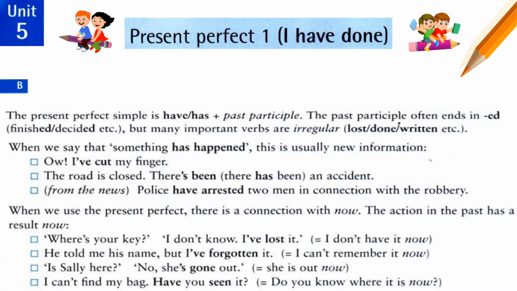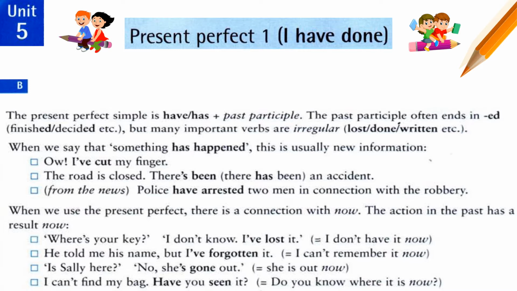Students, here we have the usage. The present perfect simple is have or has plus past participle. The past participle often ends in ed, for example, finished, decided, played, etc. But many important verbs are irregular, for example, lost, done, written, eaten, etc. So here we have the first usage. What is the first usage?